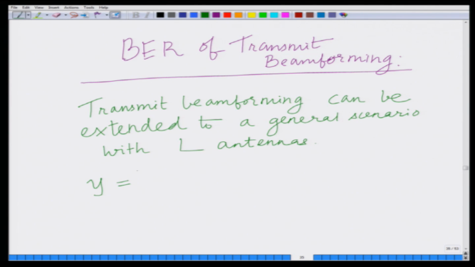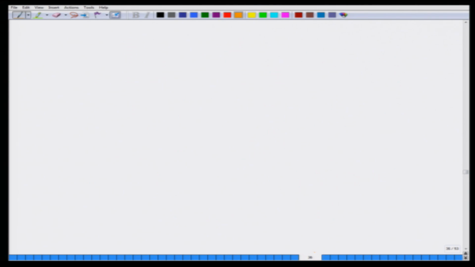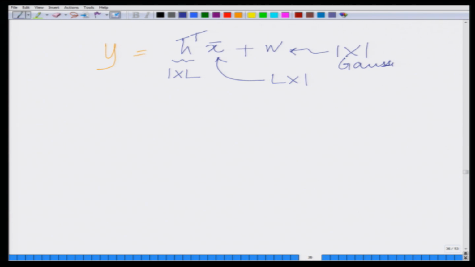So, let us say I have a 1 cross L MISO system, y equals [H1, H2, ..., HL] times [X1, X2, ..., XL] plus W, which is basically H bar transpose X bar plus W. So, what I have is Y equals H bar transpose X bar plus W. H bar transpose is my 1 cross L channel vector, X bar is my L cross 1 transmit vector, and W is my 1 cross 1 Gaussian noise with mean 0 and variance sigma square as usual.